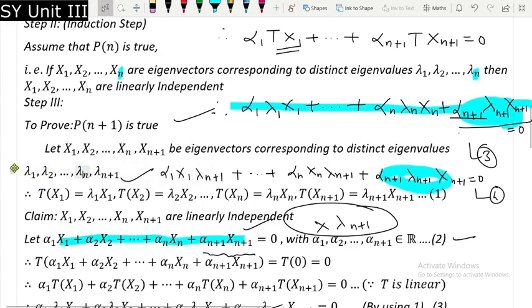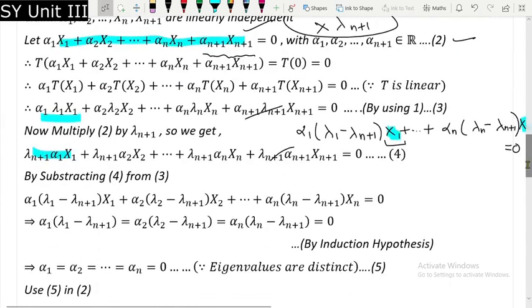So what can you say by induction hypothesis? You can say that x1, x2 up to xn should be linearly independent. Now since they are linearly independent, what should happen to these coefficients? See, this is the coefficient of x1 and so on. This is the coefficient of what? Xn, and these are real numbers. Note that the eigenvalues are real and these alphas are already real numbers. Therefore these coefficients should be equal to 0, since x1, x2 up to xn are linearly independent.